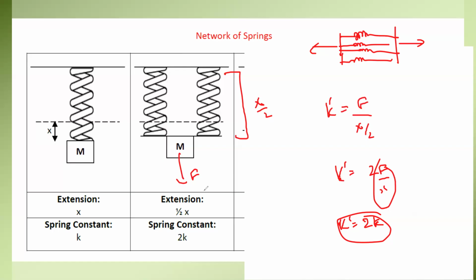So remember, whenever springs are connected in parallel, like side by side, the stiffness will become twice. Like if this had a stiffness of 20, this will have a stiffness of 40. And for two springs it is twice; if we have 3 springs side by side, then it will become 3 times. 4 springs, it will become 4 times.